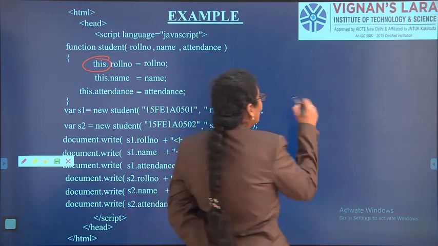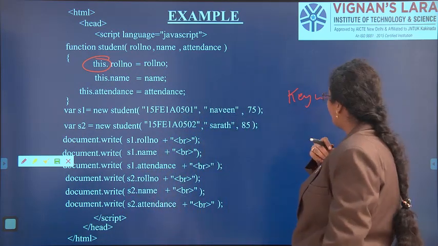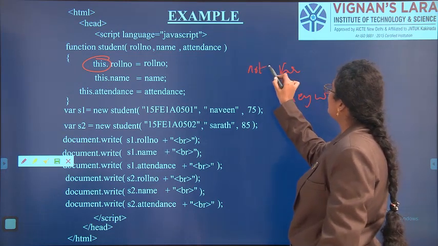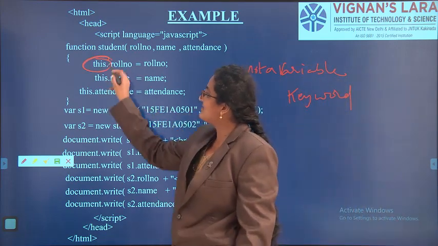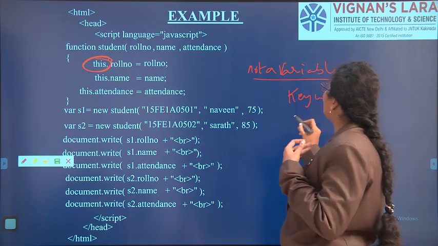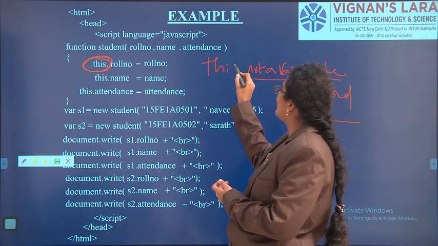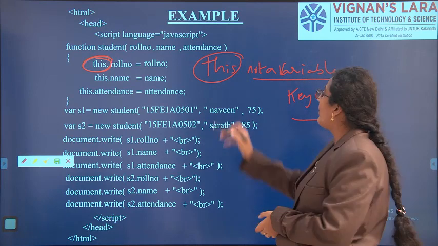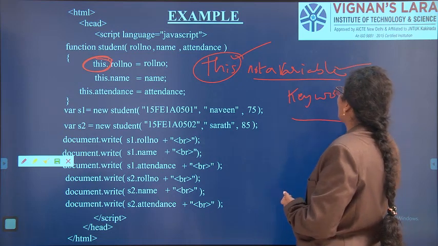What is a constructor? Constructor is a keyword. This is a keyword. It is not a variable. So the example of constructor is this. The word this is called a constructor. It is not a variable, it is a keyword in JavaScript. So why is this considered a constructor? This is a predefined keyword. We have the predefined keyword called this. This is called a constructor and it is not a variable.